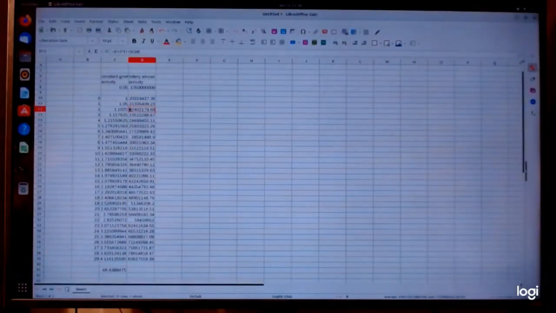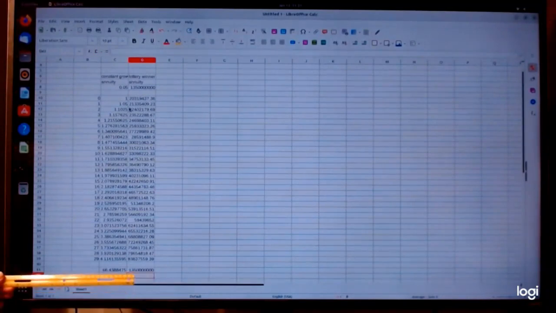All right, and we just need to sum this to check our work. And if we did this correctly, sum of what? D10 through D39. That should be 1.35 billion. There, yep, we did that correctly.